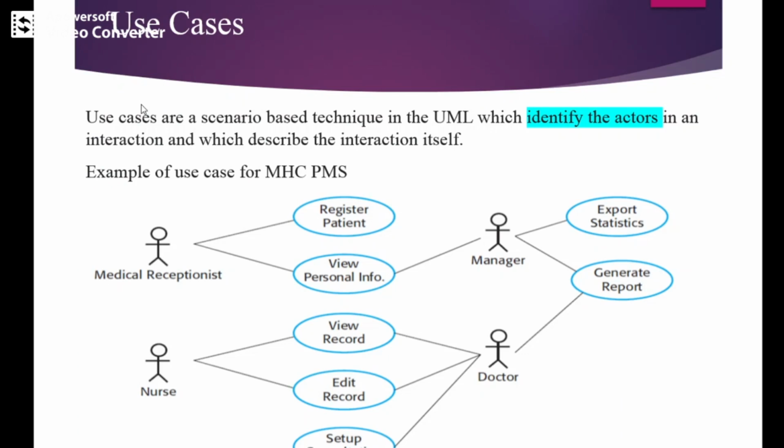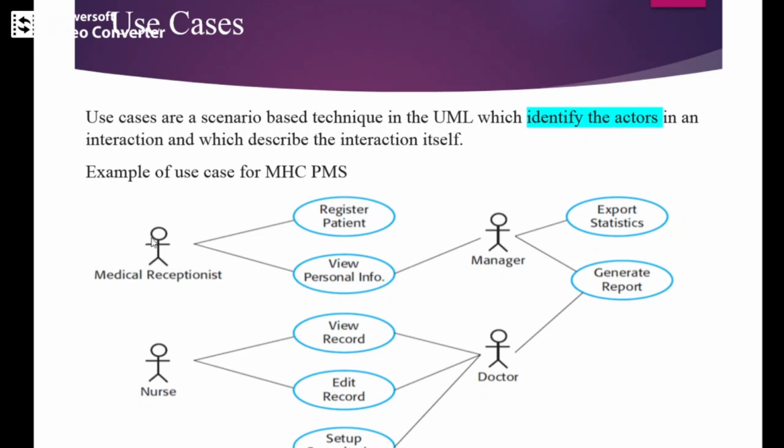The next type of requirements discovery is use cases. Use cases are nothing but a scenario-based technique in the UML. UML is the Unified Modeling Language, a standard graphical notation, which mainly identifies the actors in an interaction and describes the interaction itself. So use cases identify the actors involved in an interaction and describe the type of interaction. We'll take the same MHC PMS system and a use case for it.